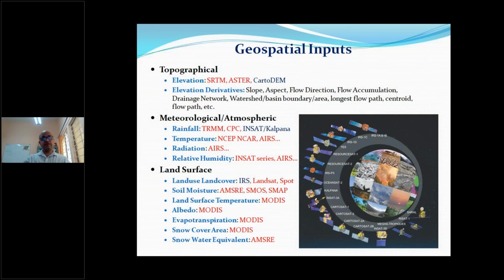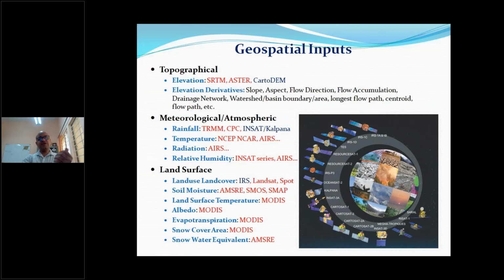Another set of inputs that geospatial technology offers us is meteorological inputs like rainfall. We can always go for ground observed rainfall, but there are many areas, even in India, where we don't have rainfall observatories. So in those areas, satellite-based rainfall retrieved using TRMM, GPM, CPC data, and INSAT-derived data can be used. Maybe they are of coarser resolution, but it is always better to have some data than no data at all. We can use temperature data.